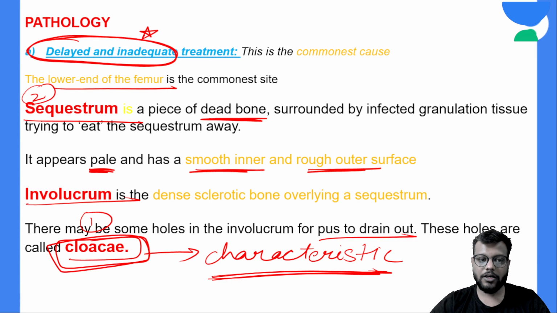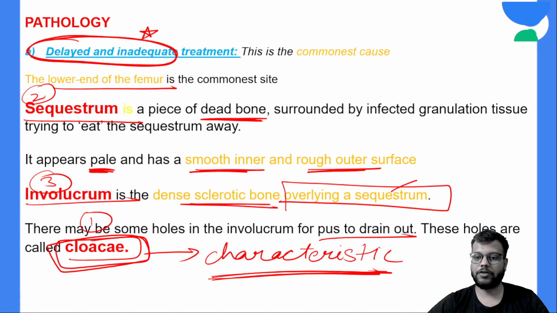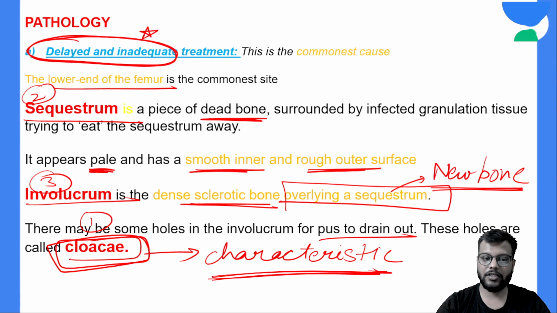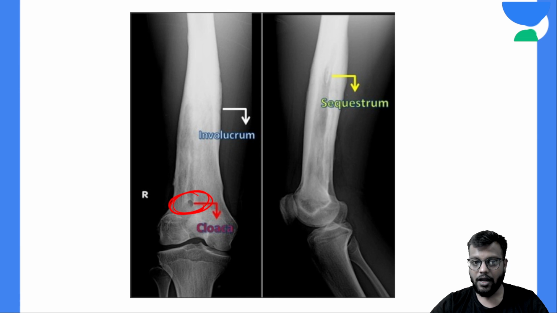And the third characteristic feature that you will see in chronic osteomyelitis is your involucrum. Involucrum is the sclerotic new bone formation overlying the sequestrum. So it is new bone formation seen as sclerosis. It is called the involucrum. Here you can see the sinus, that is your cloaca, and here the new bone formation, the sclerosis, involucrum, and this dead bone is your sequestrum.